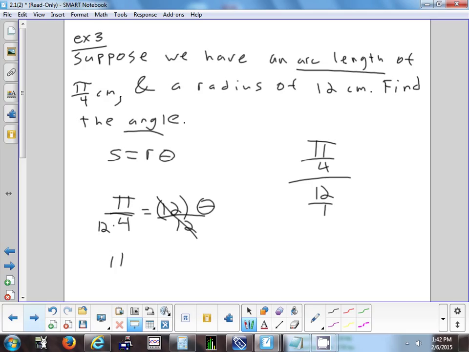What's 12 times 4? 48. And what is pi over 48? Is that my arc length, my radius, or my angle? That's my angle. So do I need to write a label? It's in radians, but do I have to write RAD? No. It's always understood to be radians. You don't need to put the label. So there's an example where you're finding the angle.